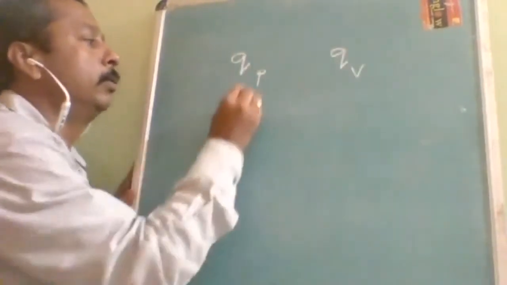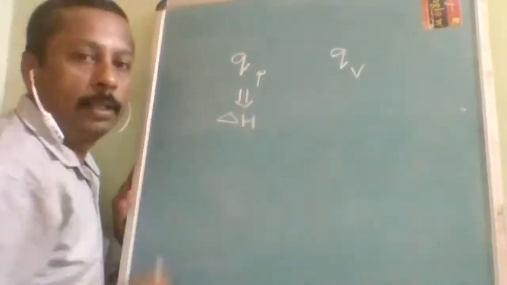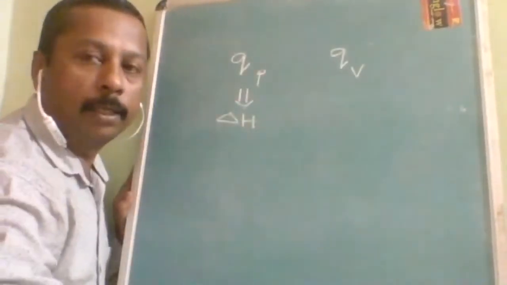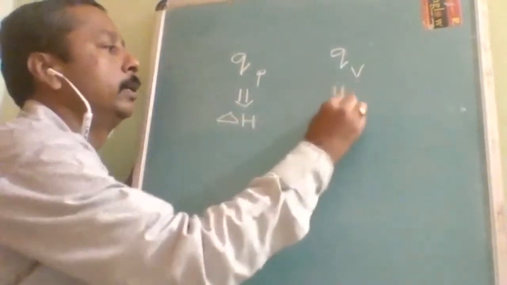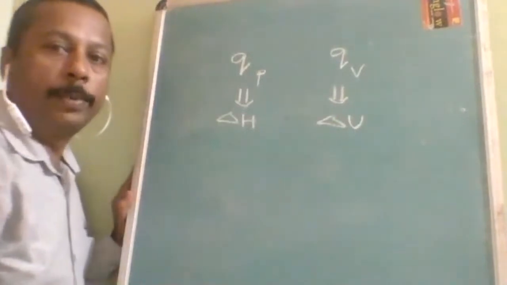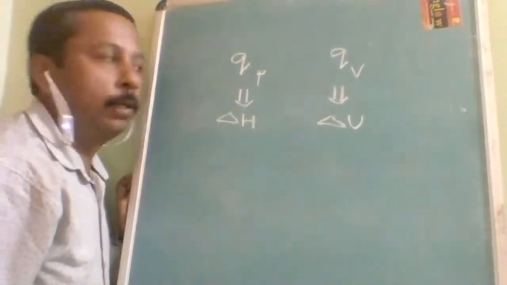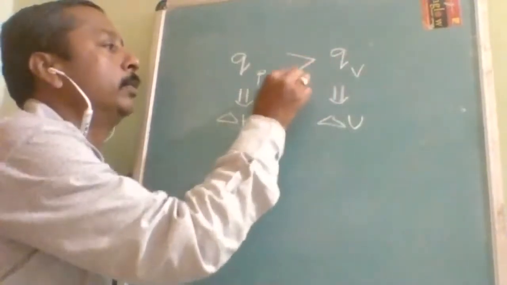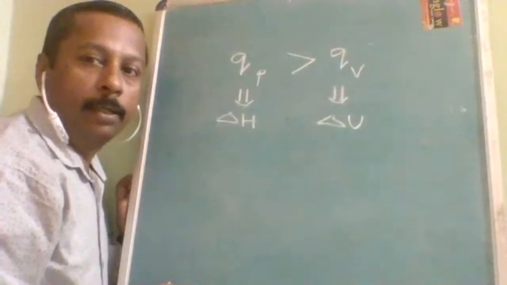Now it is modified and written as delta H. QP is also called delta H, and QV is also called delta U. So QP is always greater than QV.